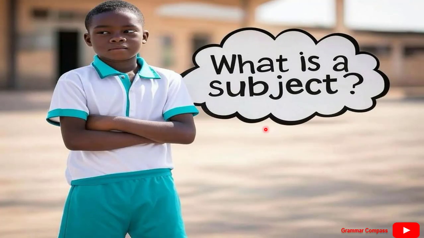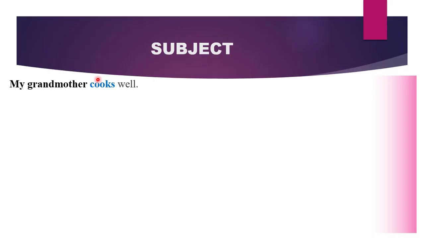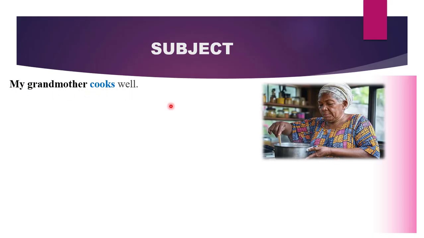What is a subject? Let's look at this example. My grandmother cooks well. In this sentence, there is an action word, that is cooks. And who is performing the action of cooking? It is my grandmother. Look at the picture over here. Who is cooking? It is my grandmother. Since my grandmother is performing the action in the sentence expressed by the verb, then we can say my grandmother is our subject.